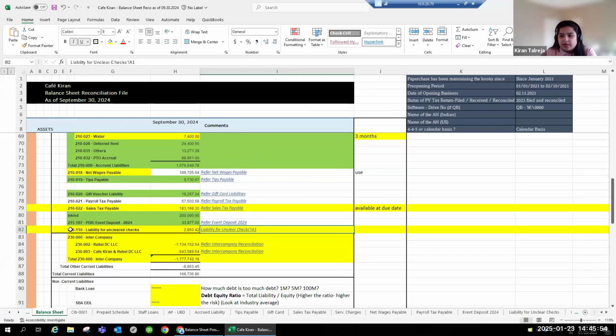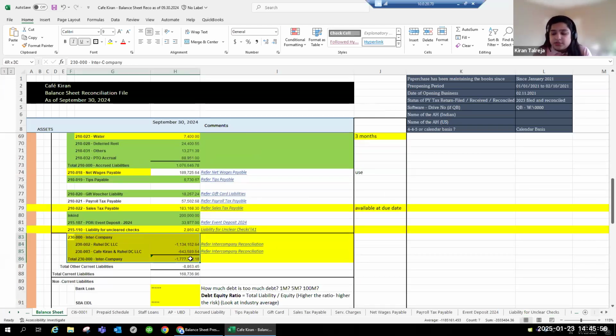Another key thing on the balance sheet is your intercompany accounts if you operate in multiple locations. There can be transfer of food, there can be transfer of labor, there can be transfer of cash as and when needed. So the intercompany account is basically a reconciliation or a reflection of interlocation movement, or intercompany movement, between your operations.